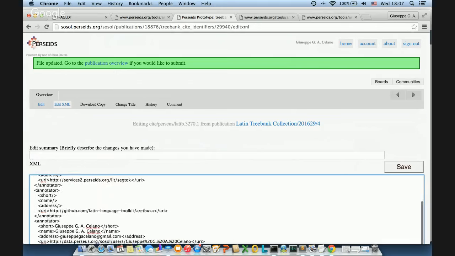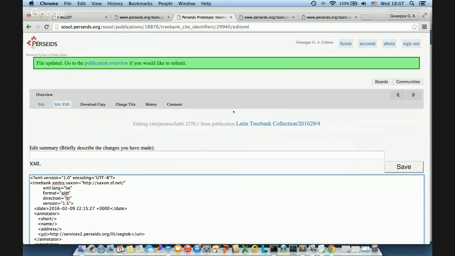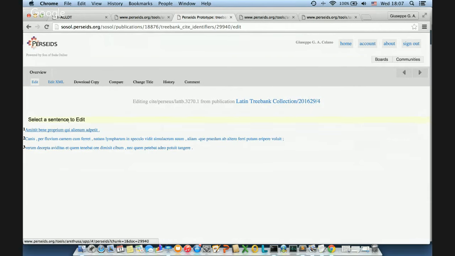Wait a second. So if I change it, let me try to change this, and I just put bene, I don't know, and I save. Right, now it has been saved. If I go to edit right now, can you see that the word has been changed? Bene here, I just put this.